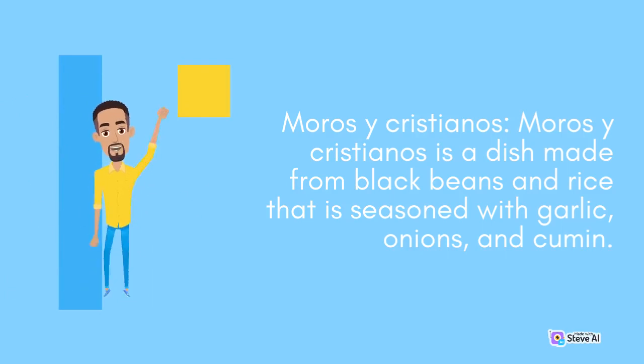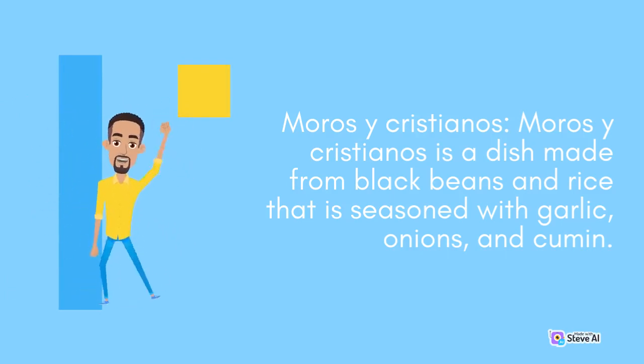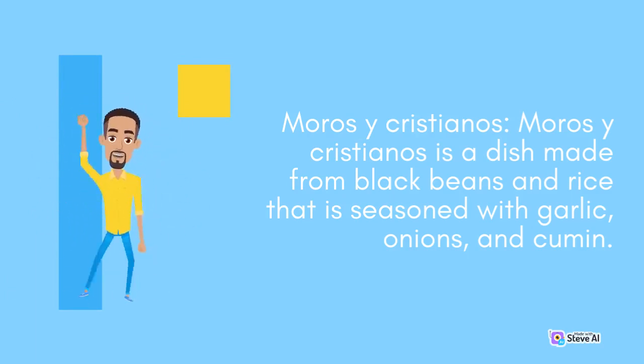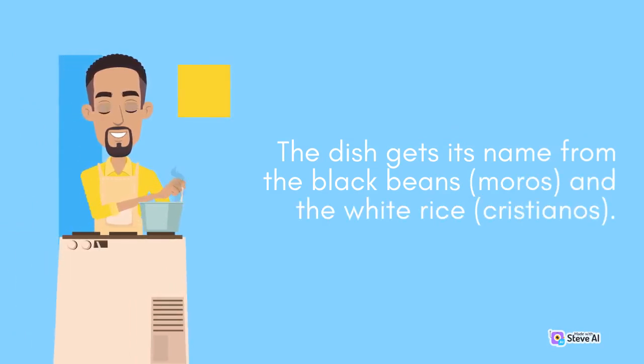Moro y cristianos. Moro y cristianos is a dish made from black beans and rice that is seasoned with garlic, onions, and cumin. The dish gets its name from the black beans, moro, and the white rice, cristianos.